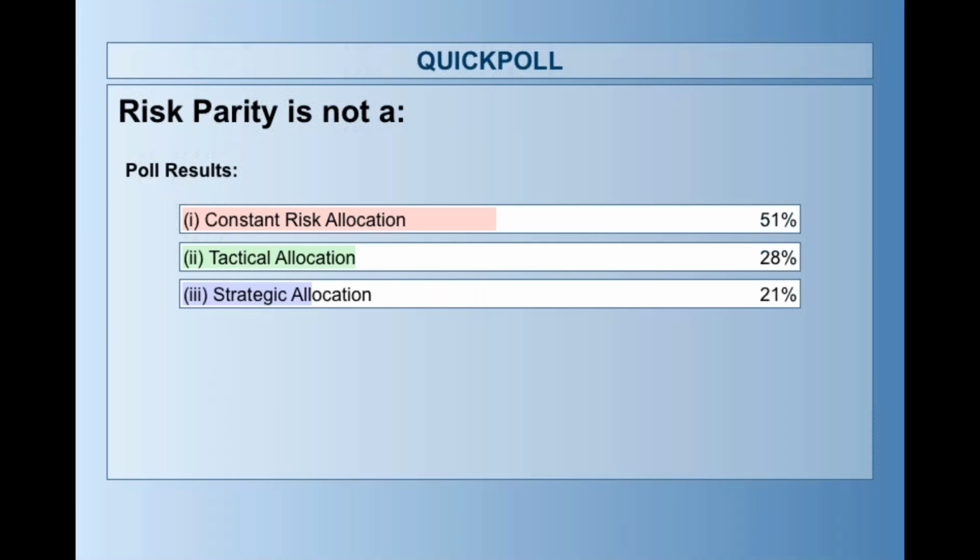Okay, so we have the results. So most people think that risk parity is not a constant risk allocation. Well, in some ways it is. The correct answer, in my opinion, is it's not a strategic allocation in the technical sense of the term. It is certainly a tactical asset allocation because based on the risk estimate, it is tactically changing the allocation.